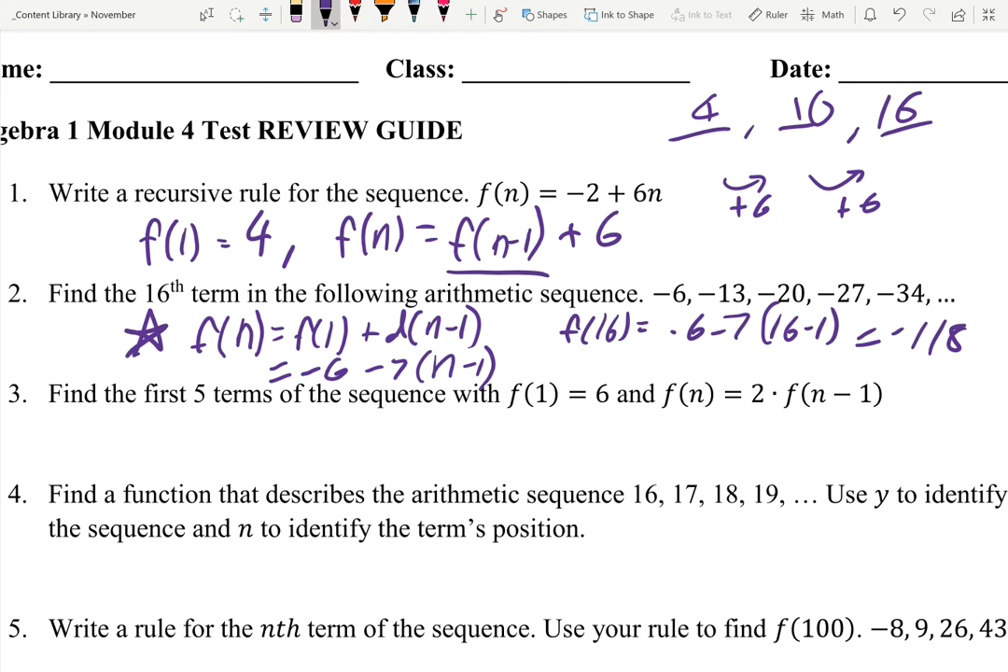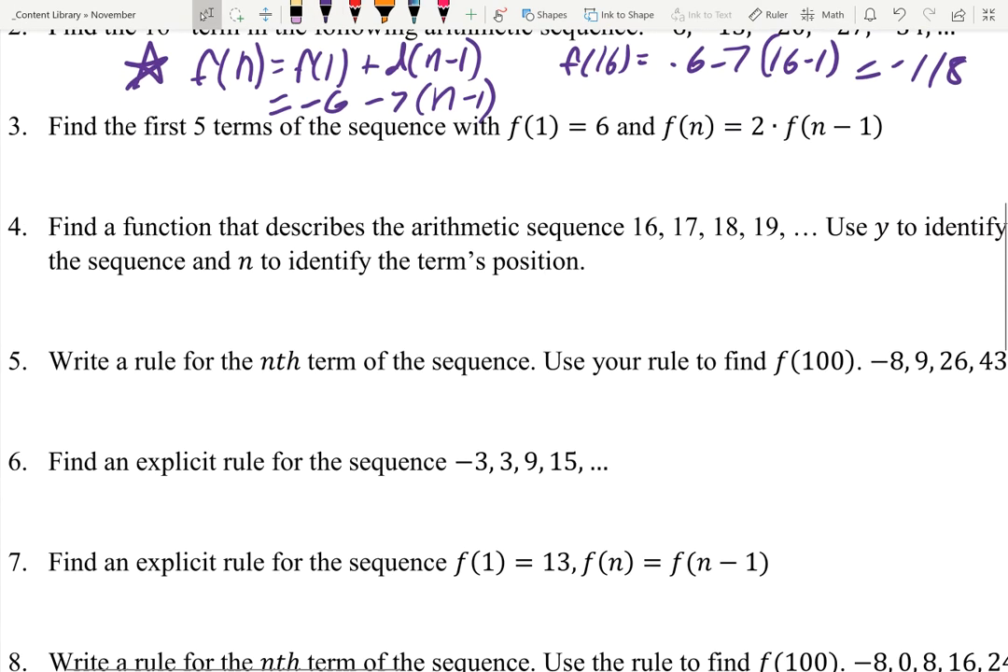All right, so number 3, find the first 5 terms of the sequence. Now we have the recursive rule right here because we know it's recursive because it's got f of 1. It tells us what the first term is. The first term is 6. And then it tells us the rule with f of n minus 1, which we'll talk about there in a second. So our first 5 terms. Well, we already know that the first term is 6. Gives us that information. So let's find the next 4.